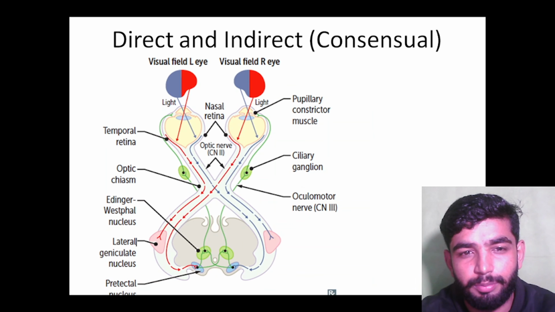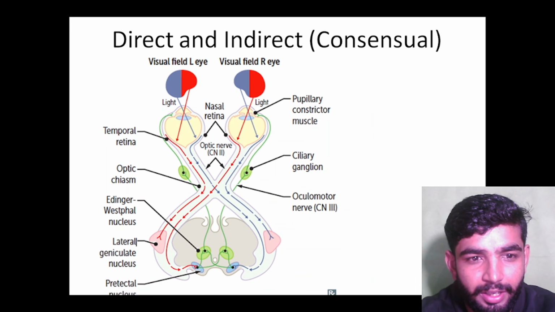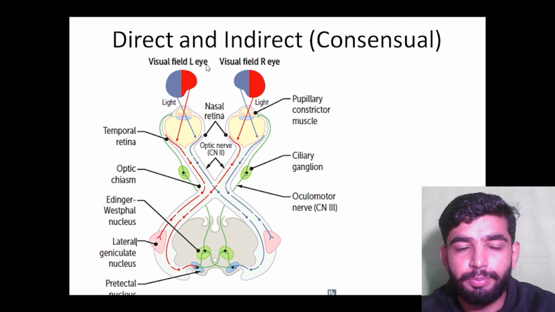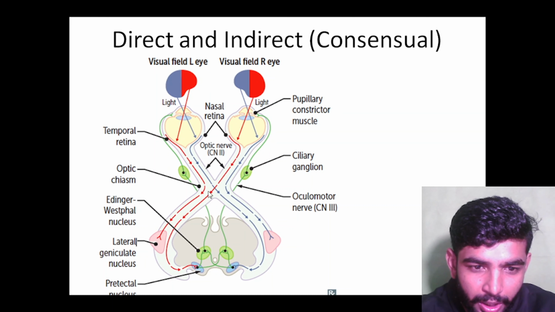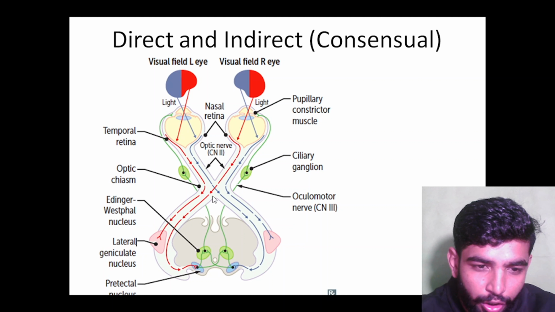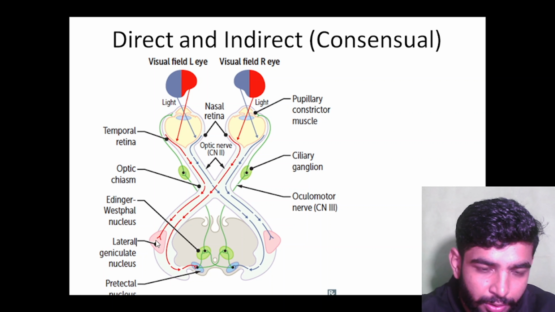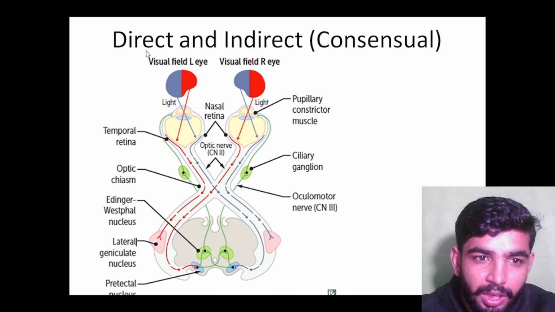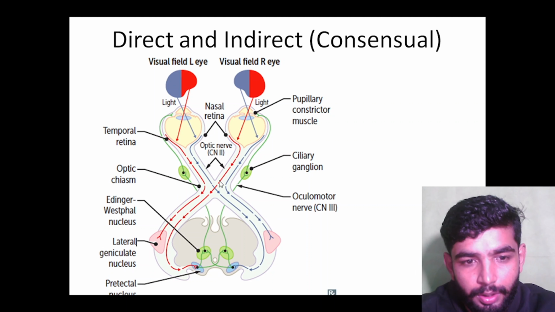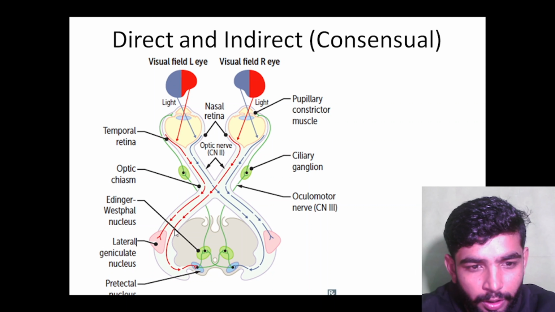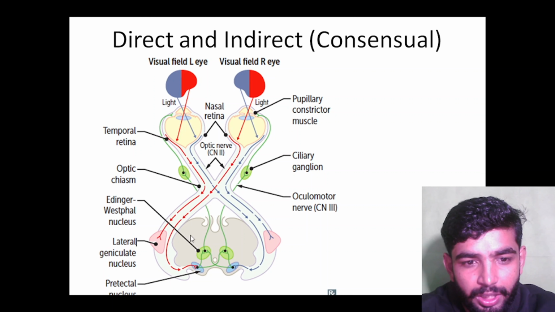We are going to see by diagram what the indirect and direct reflexes are. There is a big difference between the direct and indirect light reflex and the visual pathway. The visual pathway involves the optic nerve, optic chiasma, then the optic tract, then the lateral geniculate nucleus. But the direct or indirect light reflex does not involve the lateral geniculate nucleus. Instead, it moves through the pretectal area of the midbrain.